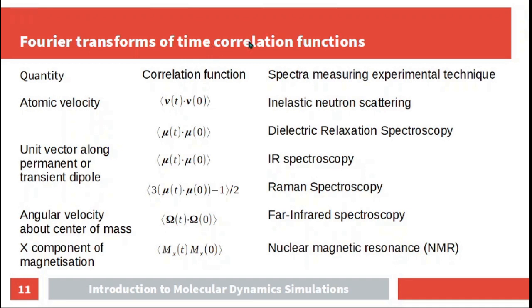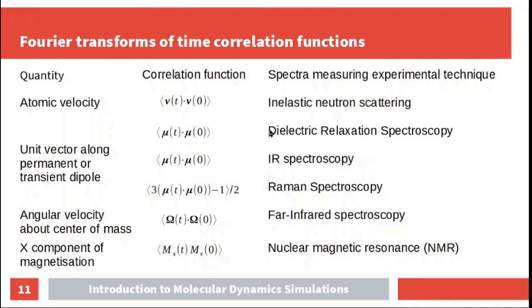So as I said, Fourier transforms of time correlation functions are related to experimental observables. So for example, if you take the autocorrelation function of atomic velocity, as we have already seen, and you take Fourier transform of this, it can be compared with inelastic neutron scattering spectra. If instead of velocities you take a unit vector along a permanent dipole, and you take Fourier transform, it would be equivalent to dielectric relaxation spectroscopic spectra.